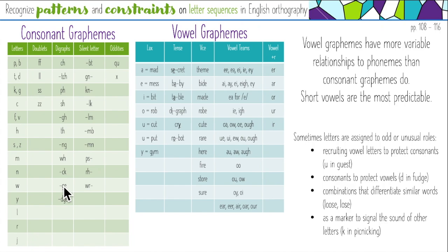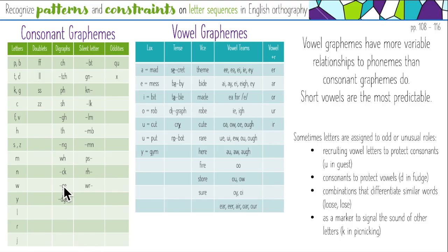If it was FUGE, that silent E would also influence the U to being a vowel consonant E pattern, as well as influencing the G to make the J sound. So we recruit the D in order to protect that lax vowel and let it be fudge instead of fuge.